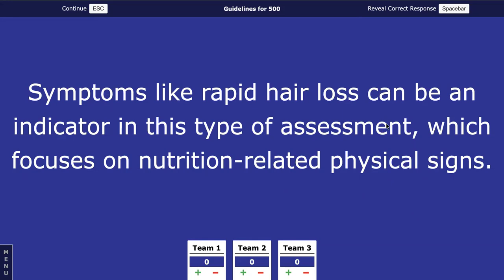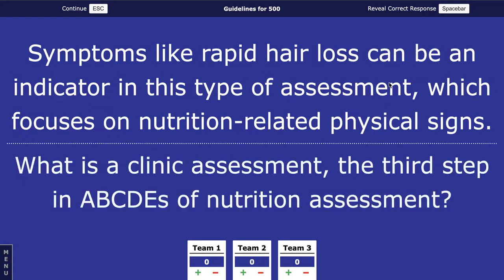Yep, clinical. It's part of the ABCDEs of nutrition assessment. Physical does sound like it could be part of clinical because you could see a lot of the signs.